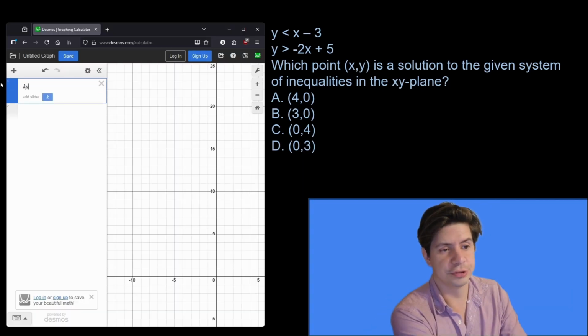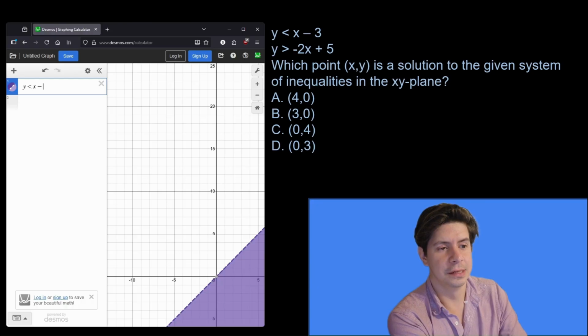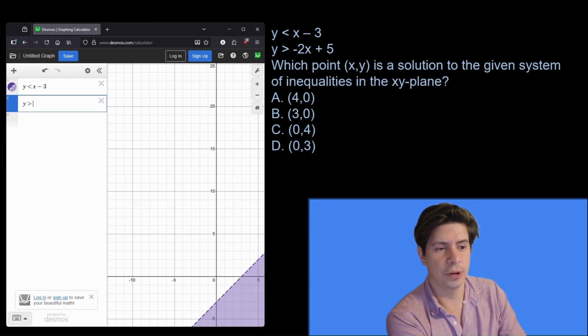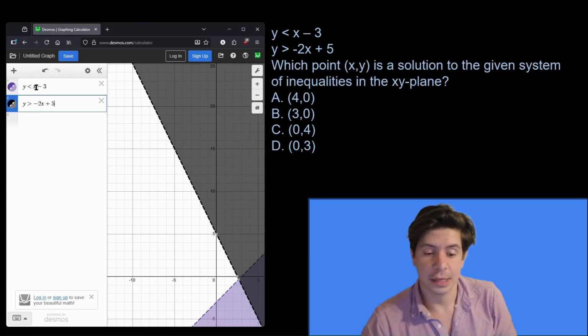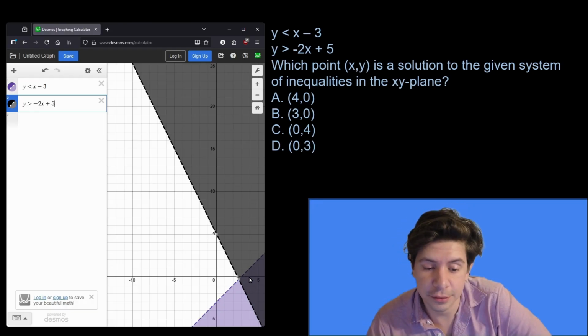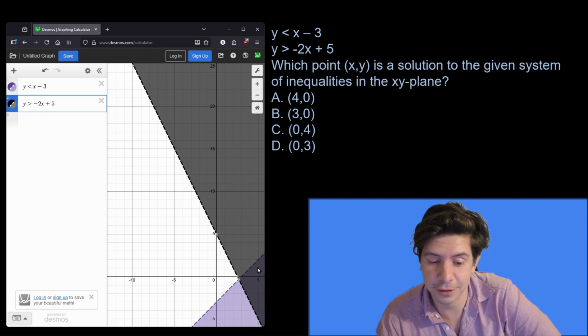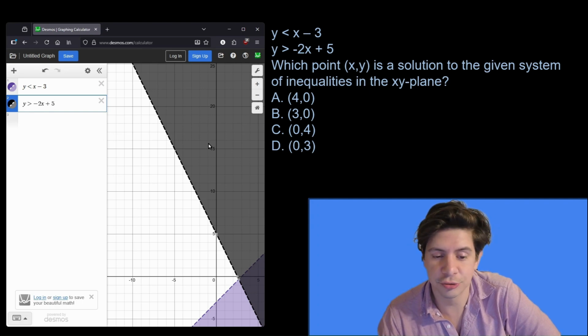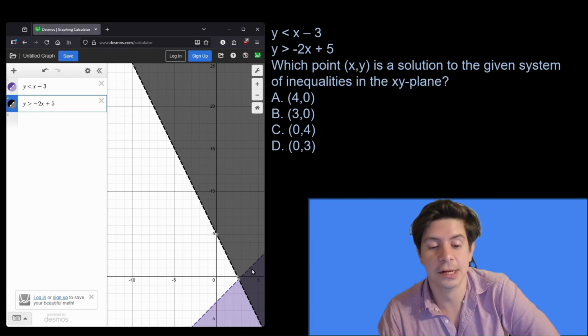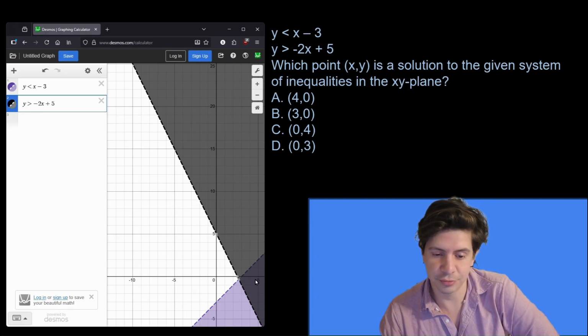So what you can do is you say y is less than x minus 3. Y is greater than negative 2x plus 5. Then 4, 0 is right here, and that falls in that range where they both intersect, right? You're looking for this area here. Not this just gray one, because that's only one section. Not this one, because that's only one. And not this, where it's neither. It's where they overlap in color. So it's right there, 4, 0.